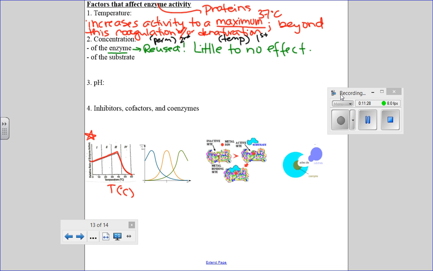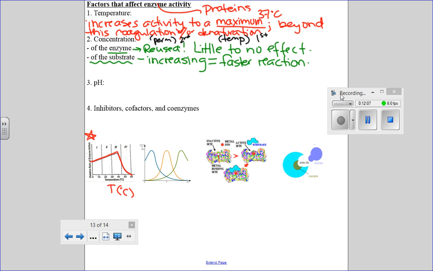So changing the concentration of the enzyme isn't usually the thing that has the effect. Changing the concentration of the substrate will have a huge effect. The substrate is the thing that's actually reacting. If I have more molecules that can react, well, that means I can have more reaction. So if I increase the concentration of the substrate, I will have a faster reaction.